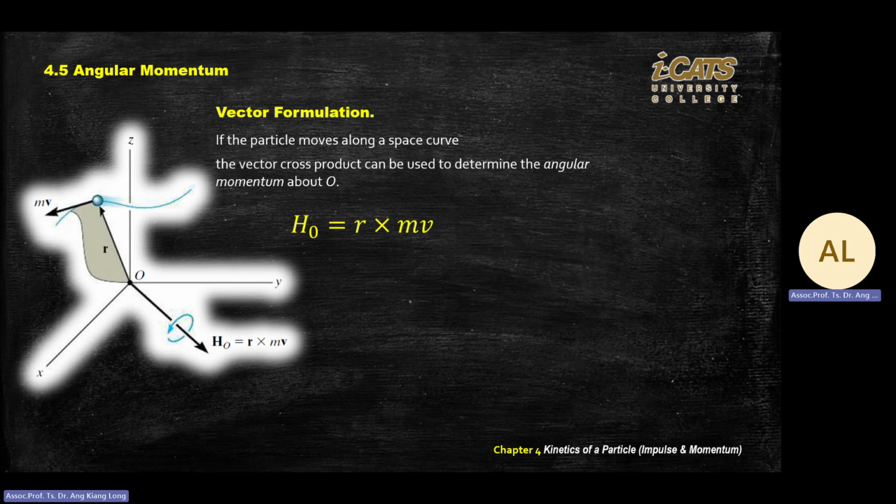Similarly, if you want to define angular momentum, you take the momentum multiplied by the perpendicular distance, then you get angular momentum. So H_O equals r cross mv. r cross mv will form the curvature of your fingers, right? r cross mv, r cross mv, and you know that your H_O will be, by the right hand rule, pointing out of the screen.